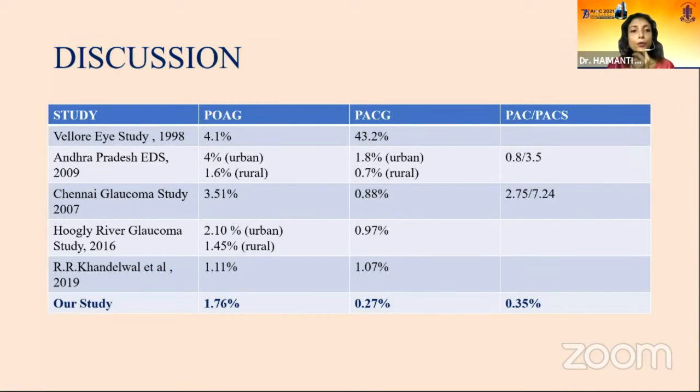So our prevalence was found to be less than that of the Vellore eye study and the Andhra Pradesh eye disease study, but it was almost in accordance with the Hooghly River study, which was conducted in West Bengal, and the R.R. Khandelwal study, which was published in 2019.